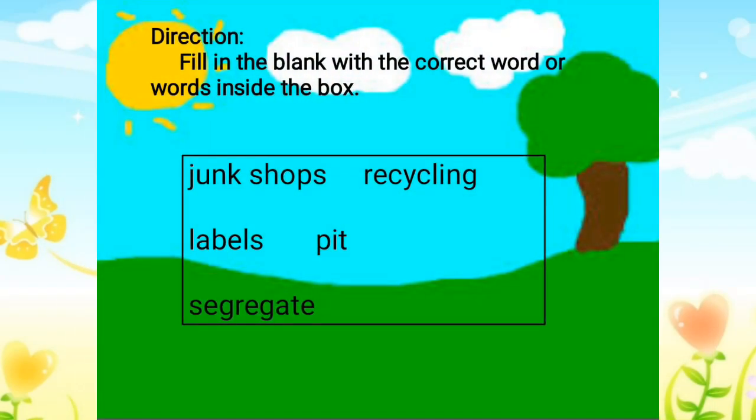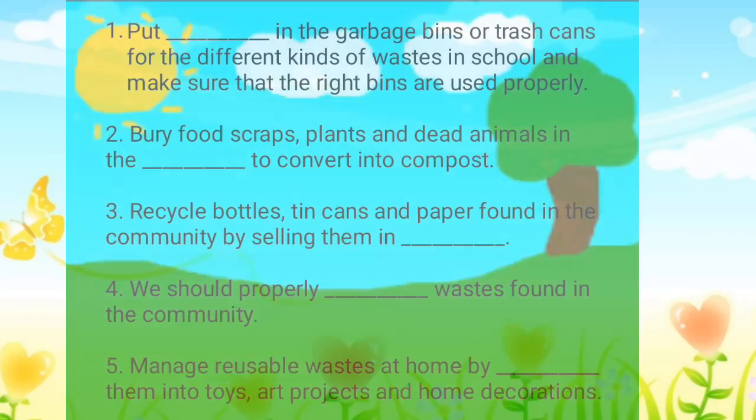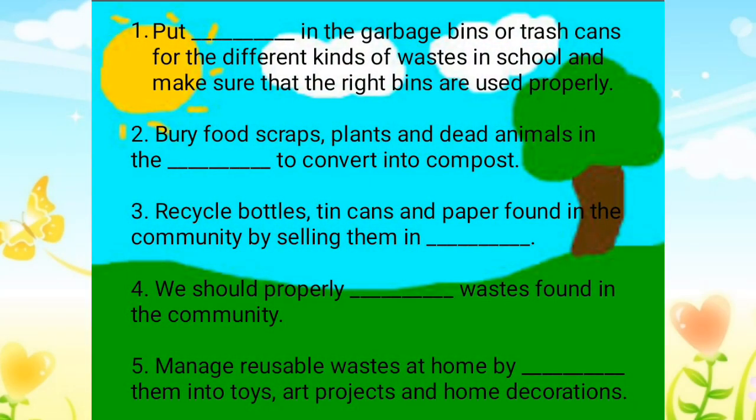For your activity, fill in the blank with the correct word or words inside the box. Inside the box, we have junk shops, recycling, labels, pit, and segregate. Number 1, put blank in the garbage bins or trash cans for the different kinds of waste in school and make sure that the right bins are used properly.